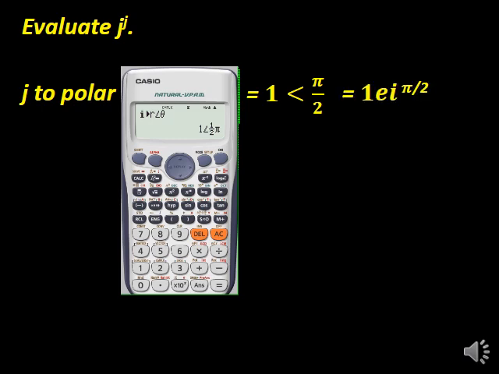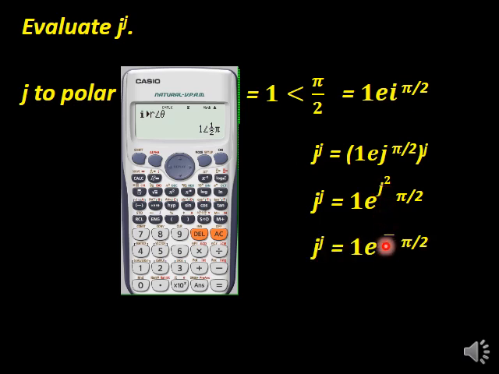Or in exponential form, our r is 1. We simply shift our angle to the exponent of e, pi over 2, and then that I. Now it means that J raised to J is equal to that quantity raised to J. Now we can distribute J inside of the expression. So J times J is equal to J squared. Now since we know that J squared is equal to negative 1, then we have the final expression as J raised to J is equal to 1 e raised to negative pi over 2.